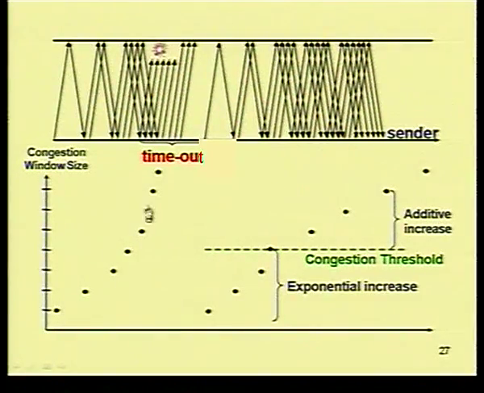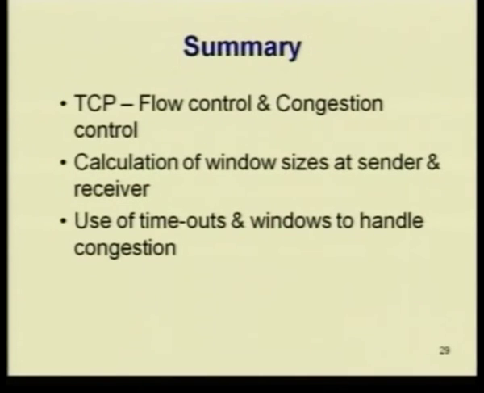You can see how the congestion window size is varying over here. You can see that it is exponentially increasing, then it's set to 1 again, and then it increases exponentially again, and then it increases linearly. This is what we see over here. To summarize what we have looked at so far in today's class, it is the details of the flow control and congestion control mechanisms of TCP. We have seen how the window sizes are calculated at the sender side and the receiver side, and we have also looked at how timeouts and windows are used to handle congestion. In congestion we looked at these 3 mechanisms: slow start, additive increase and multiplicative decrease.